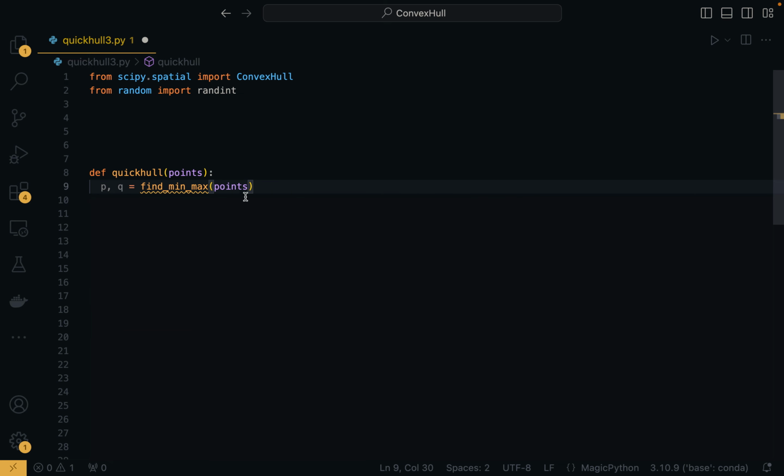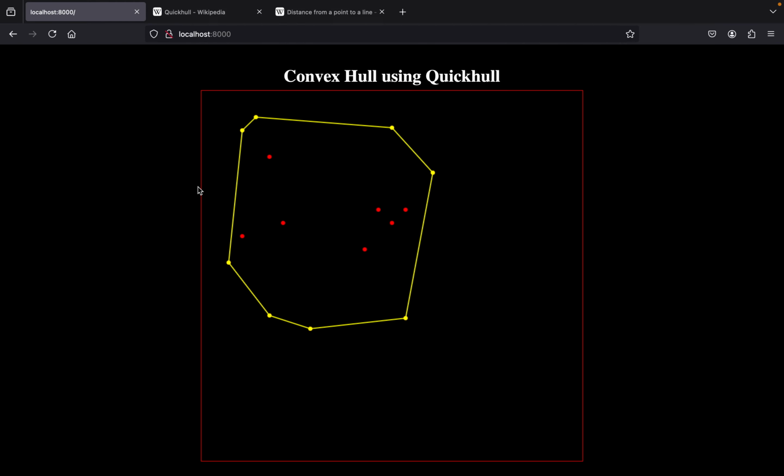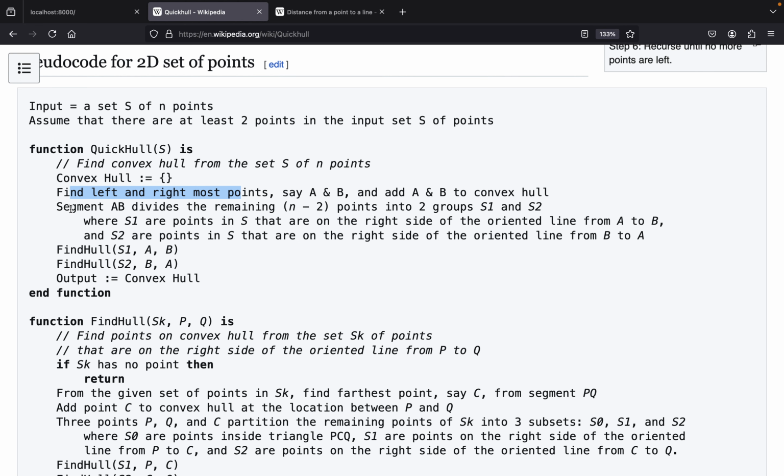Now what I like to do is pretend these functions are implemented and implement them at the very end. So let's just pretend these functions already exist. We know these points are members of the convex hull, so let's add them there. Okay. Next, what do we do? Segment AB divides the remaining n minus 2 points into 2 subgroups.